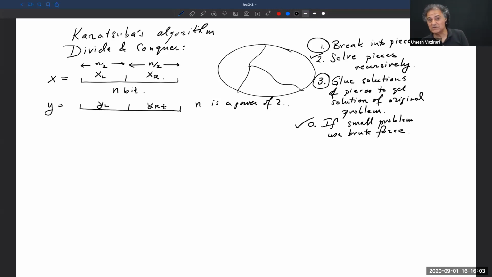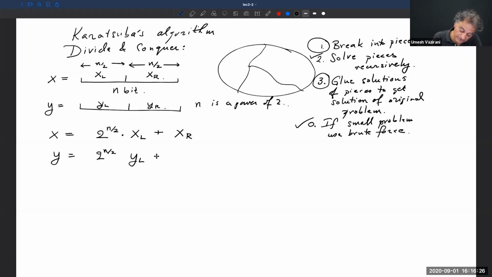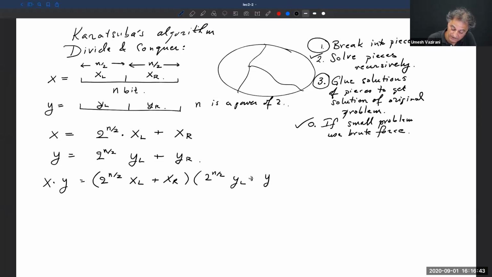Okay, so that's what it looks like visually. Let's now express x in terms of x left and x right. So x is just going to be 2 to the n/2 times x left plus x right. And y is going to be 2 to the n/2 times y left plus y right. So now if you want to compute x times y, it's just 2 to the n/2 x left plus x right, times 2 to the n/2 y left plus y right.